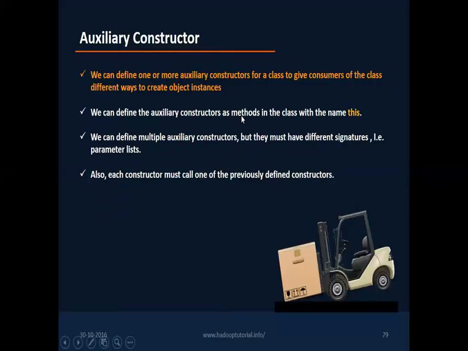We can define the auxiliary constructors as methods in the class with the name this, and we can define multiple auxiliary constructors, but they must have different signatures. Meaning you can have any number of constructors, but each constructor should have a different number of parameters. If they have the same number of parameters, then obviously that will become a duplicate of the same constructor. Also, one more mandatory rule: each constructor must call one of the previously defined constructors.